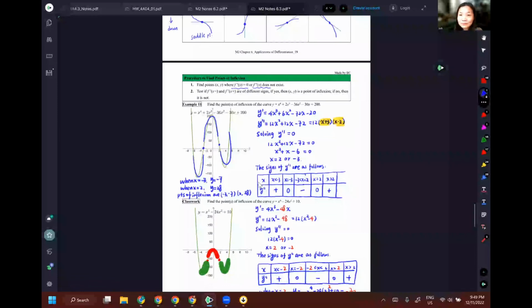Still the same. You still look for stationary points, you still test those stationary points, you still look for second derivative equals 0 or undefined, you still test those points. And in the end, when you put all the points together, you can sketch the curve. That's our ultimate goal, to sketch the curve. That's all. Watch the video if you're done with the exercise. Bye-bye.